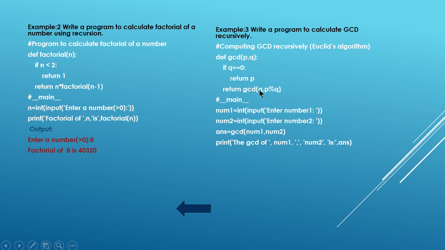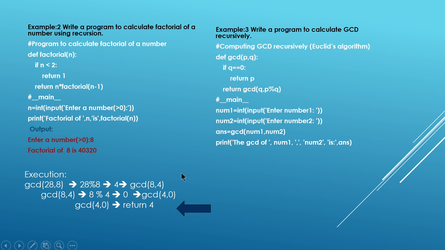Let us understand how this algorithm works for a very known pair of numbers. GCD of 28 comma 8. I want to find the GCD of the numbers 28 and 8. The GCD of these two numbers is 4, so I know the answer. Now I am going to check how this algorithm works for it. First, is the second argument 0? No. In that case you call it with q comma p modulo q.